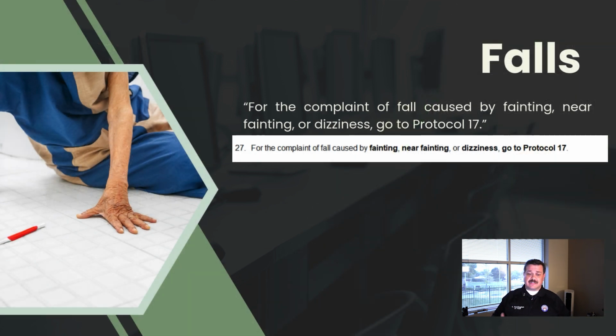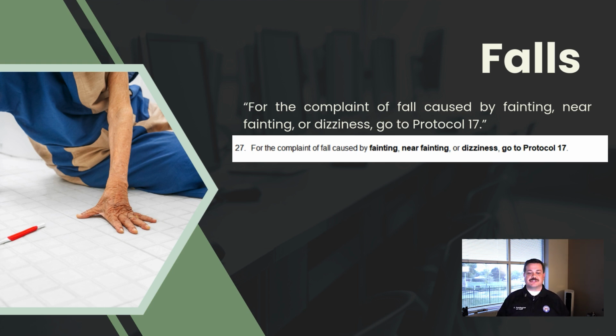A new rule can be found in case entry under Chief Complaint Selection Rules, specifically Rule 27. The complaint of a fall caused by fainting, near fainting, or dizziness, we want to go to Protocol 17. You undoubtedly recognize that you used to handle these on Protocol 31, but that is no longer the case.